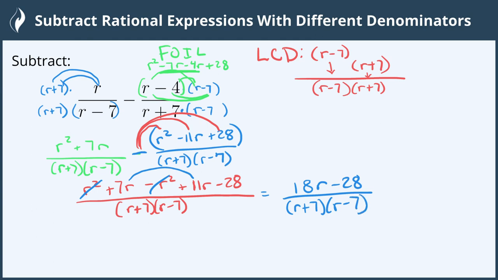And now we have subtracted these rational expressions and simplified it to 18r minus 28 over r plus 7, r minus 7. And we're all done.